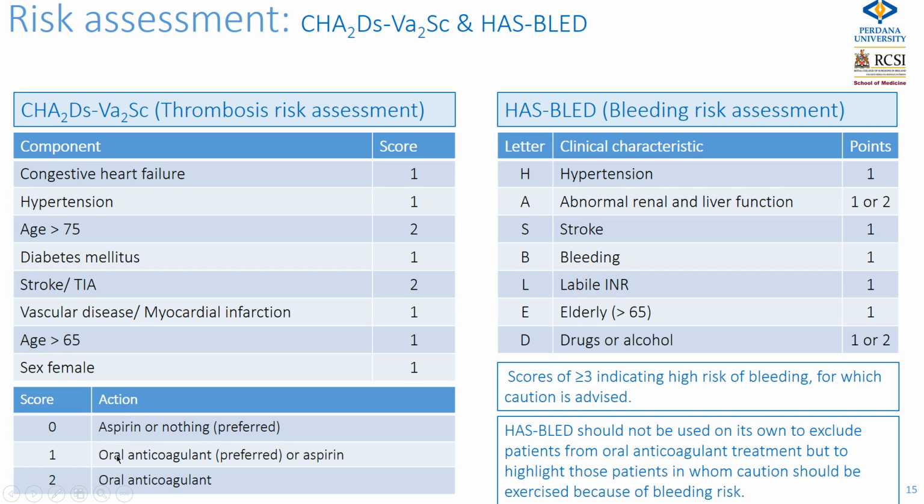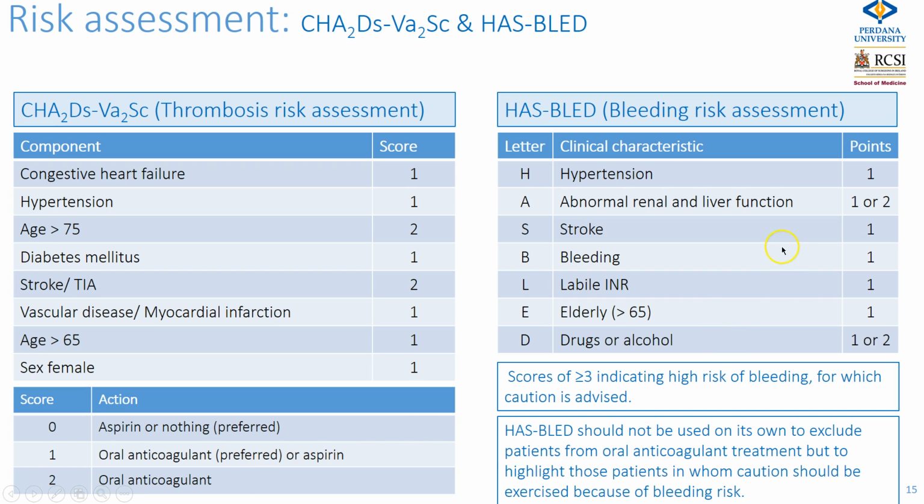If the score is 1, the choice is between aspirin and oral anticoagulant, but the jury has now moved towards oral anticoagulant only and not using aspirin at all. And if the score is 2, then it should be oral anticoagulant. And this could be a choice between warfarin and the NOACs, the novel oral anticoagulants.